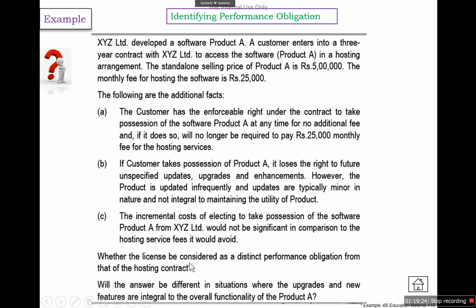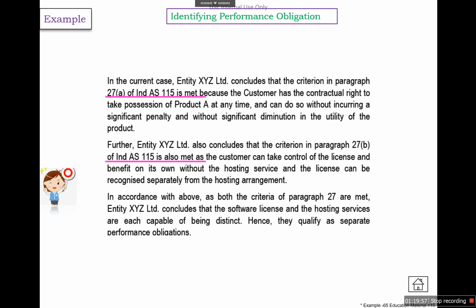So whether the license be considered as a distinct performance obligation from that of the hosting contract, will the answer be different in a situation where the upgrades and the features are integral to the overall functionality of the product A? So there are two conditions for being distinct. First, capable of being distinct. It means the customer can take benefit on its own or with readily available resources, and second, it is separately identifiable within the context of the contract, not integrated, customized, and highly interdependent. So in this case, the conditions are met.